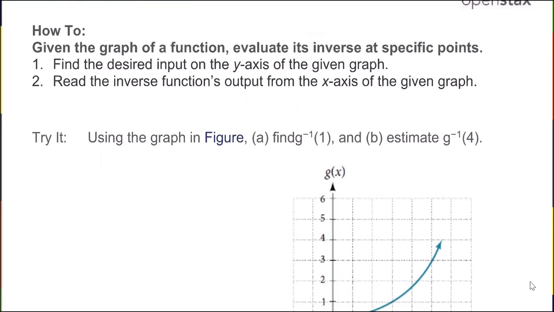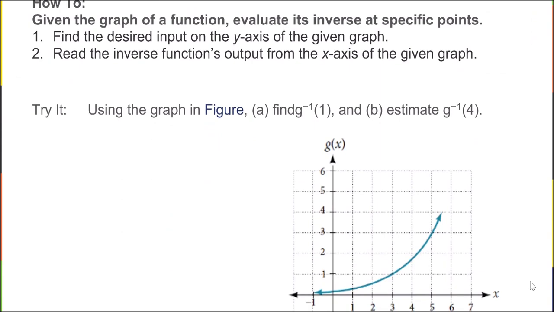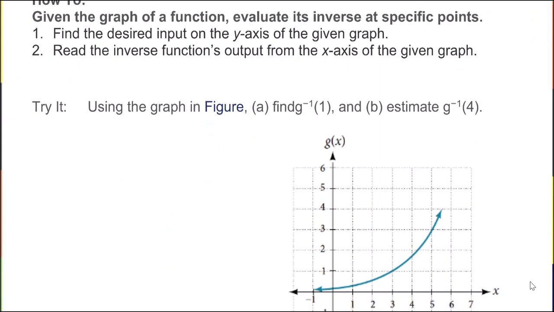Okay. So how to, given the graph of a function, evaluate its inverse at specific points. Again, just think of the inverse: the x's are y's, the y's are x's. So find the desired input on the y-axis instead of on the x-axis of the given graph. And then read the inverse function's output from the x-axis of the given graph.